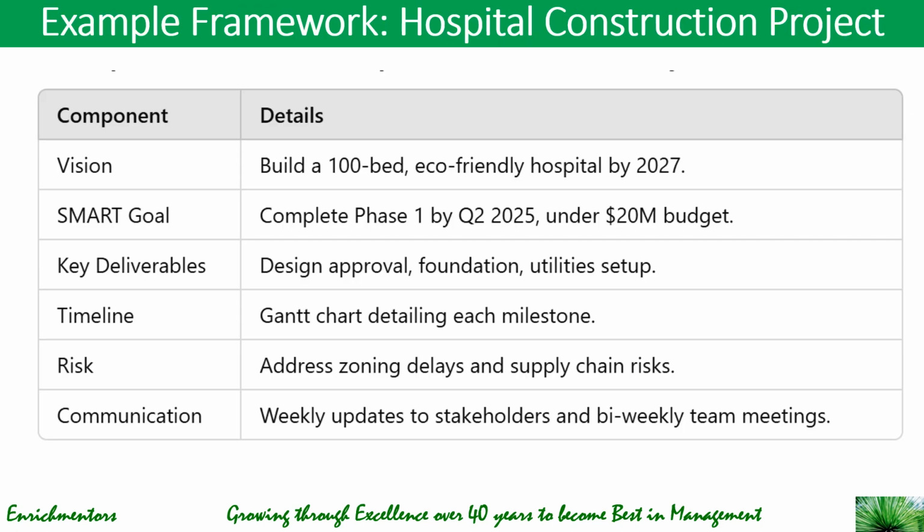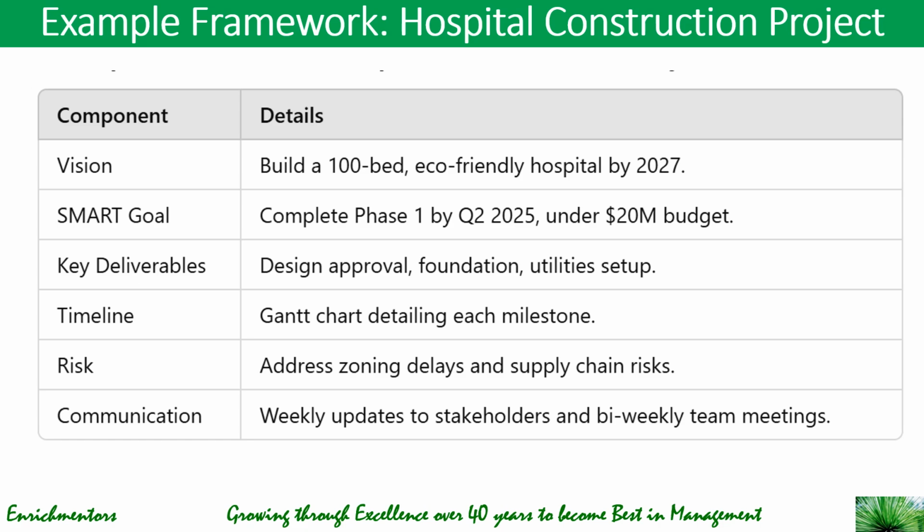Let's take a look at an example at the end, the hospital construction project. The vision, as we saw, was to build a 100-bed eco-friendly hospital by 2027. Your goal could be to complete the phase by Q1 2025 under a 20 billion budget. And your deliverables could be design approval, foundation, utility setup. You could have a timeline which is shown by the Gantt chart detailing each milestone. You could have risks illustrated here as addressing zoning delays and supply chain risk, and you could communicate through weekly updates to stakeholders and bi-weekly team meetings.